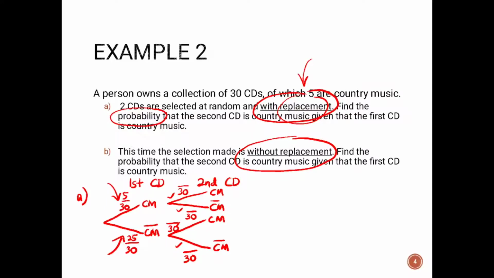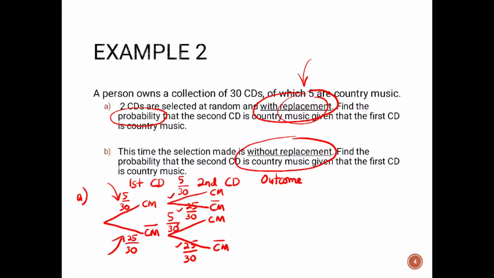Okay, so this will remain the same. 5, 25, 5, 25. Okay, and then another feature that you need to have in your tree diagram is to list the outcome.